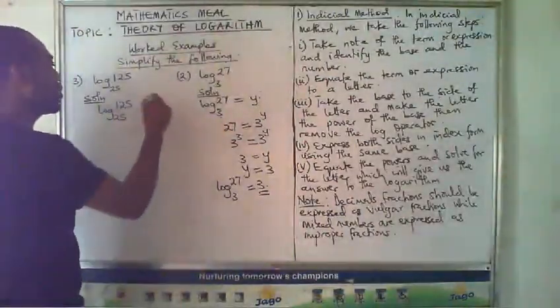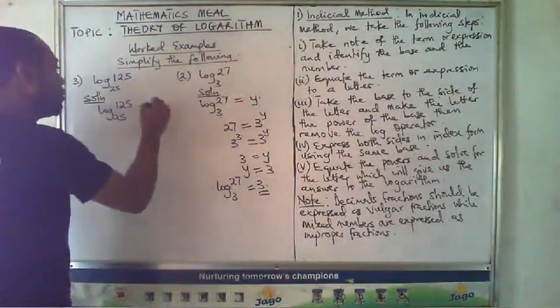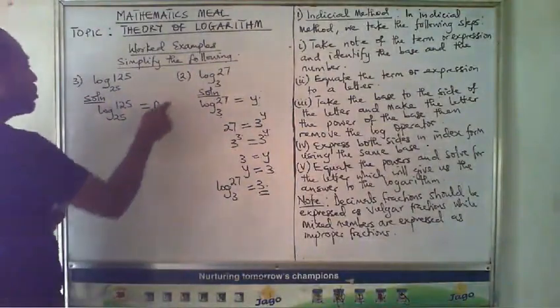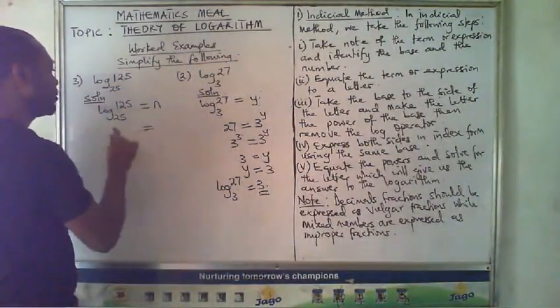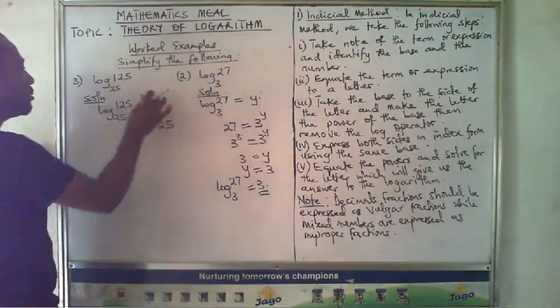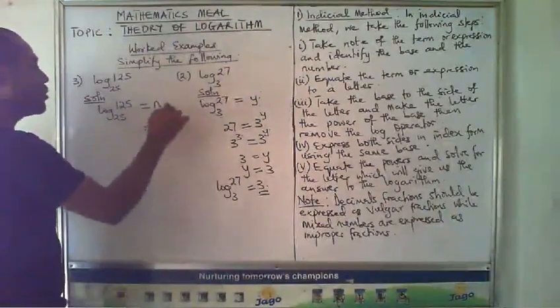Let me still choose another letter. You can choose your own. Let me use n. Now, they say take the base to the side of the letter. So I take 25 here. Make that the letter now the power of the word base.